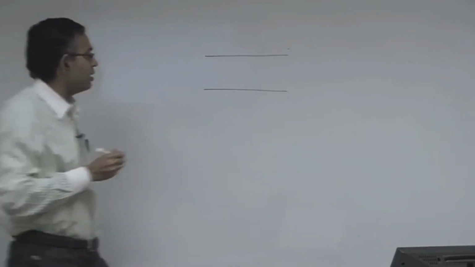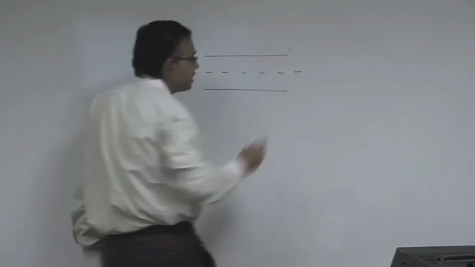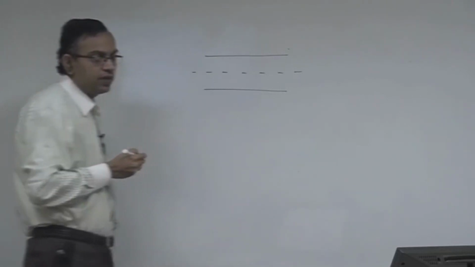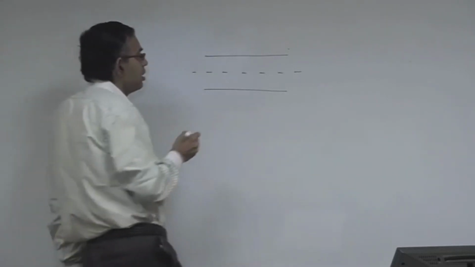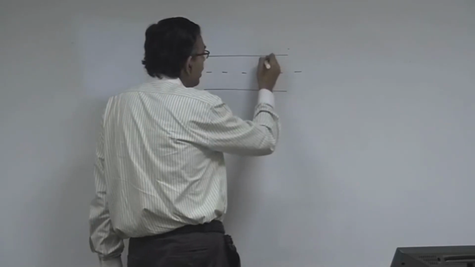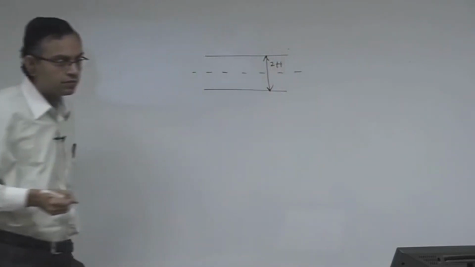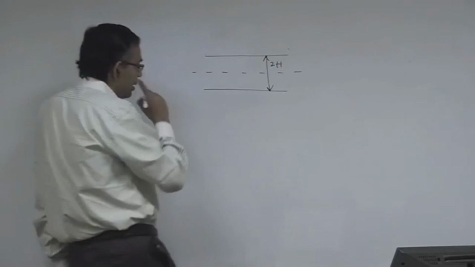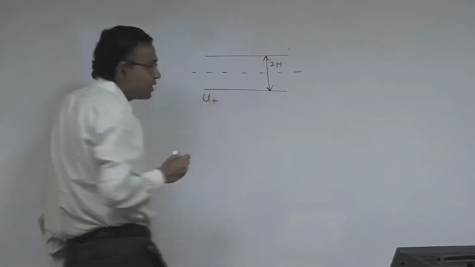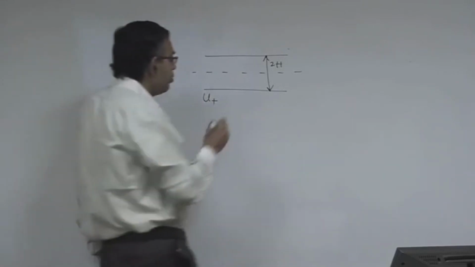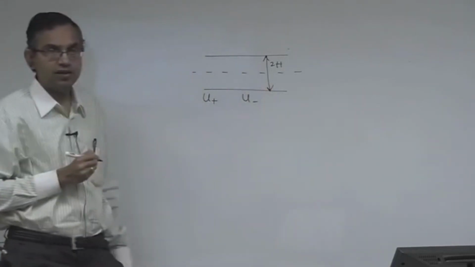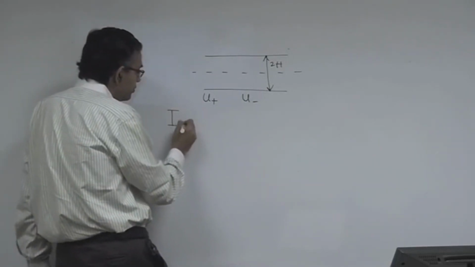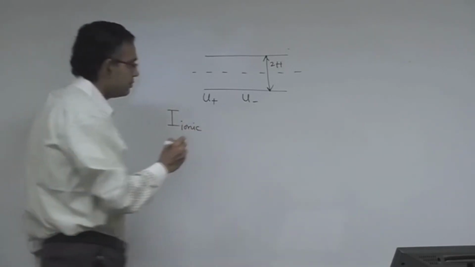So let us say that you have a channel like this with a pressure gradient driven flow. Let us say that the height of the channel is 2h, so that the half height is h. Let us say that u plus is the velocity of the positive ions and u minus is the velocity of the negative ions. So what is the total ionic current per unit width?